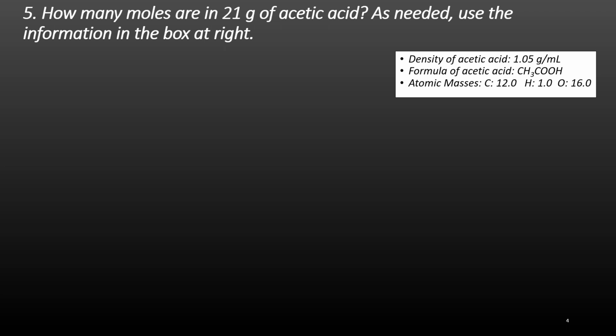How about the next one? How many moles are in 21 grams of acetic acid? All right, so here we're starting with grams as our starting units. Our ending units, we want moles. So we need a conversion factor that relates grams to moles.